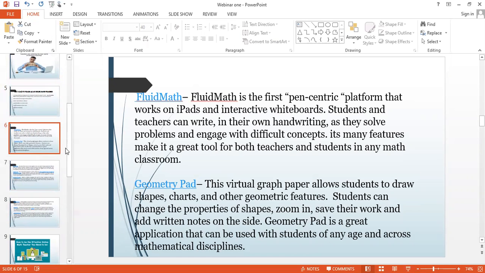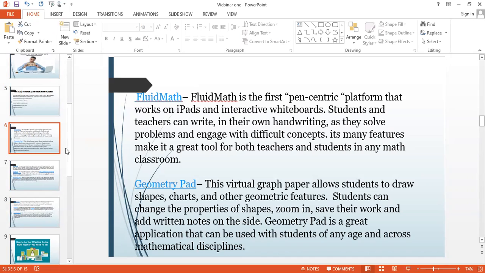So the first tool, or we can say the first app, is Fluid Math. Fluid Math is the first pen-centric platform that works on iPad and interactive whiteboards. Students and teachers can write in their own handwriting as they solve problems and engage with difficult concepts. Its many features make it a great tool for both teachers and students in any math classroom.